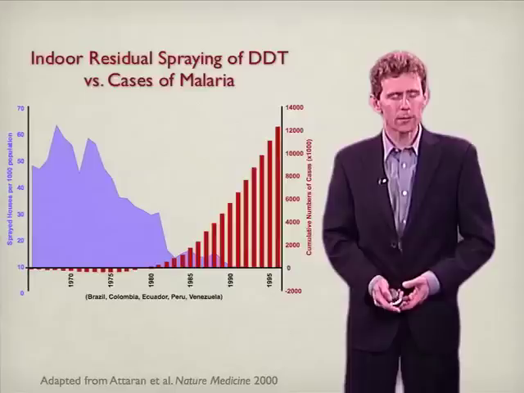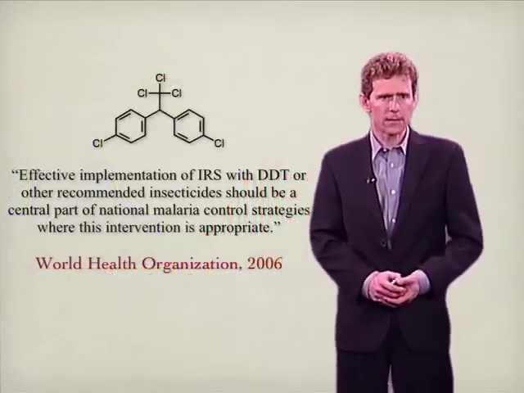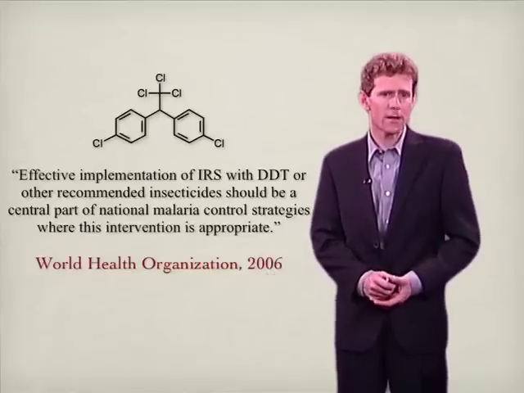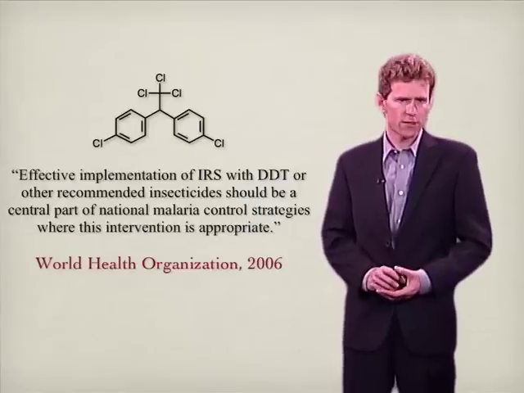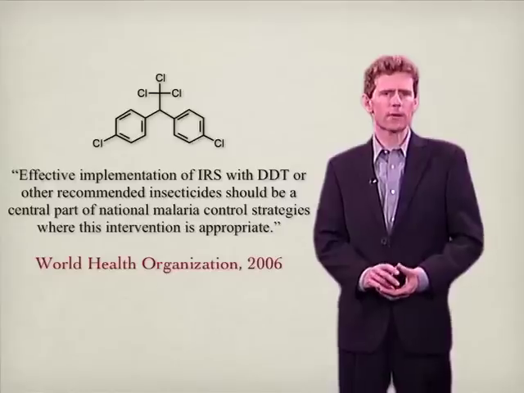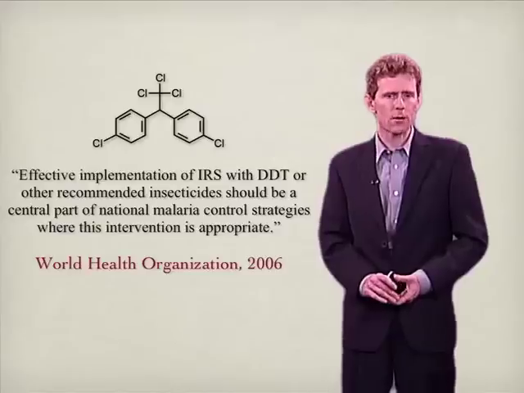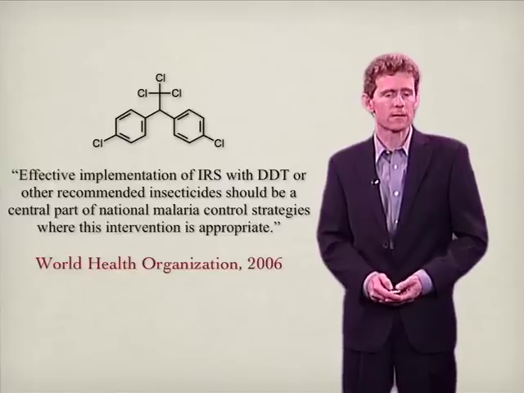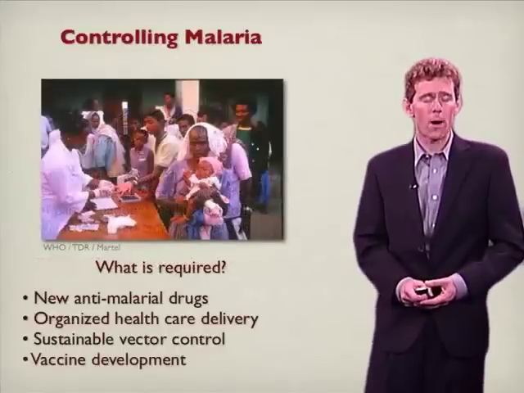And so, as a result, there are new recommendations on the part of the World Health Organization. Basically, in 2006, the WHO has said effective implementation of indoor residual spraying with DDT or other recommended insecticides should be a central part of national malaria control strategies where the intervention is appropriate. And so, without the use of insecticides, we think basically that the battle against malaria will be very difficult indeed, if not totally intractable. So to summarize, controlling malaria requires certain things.